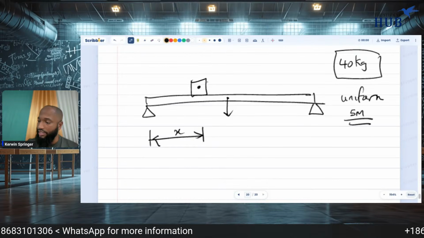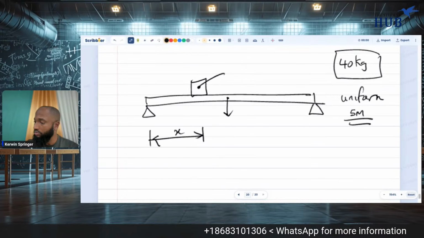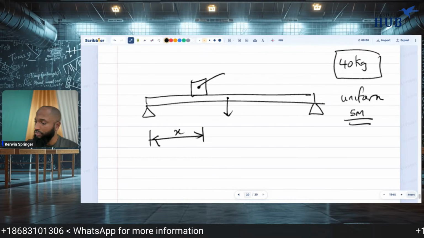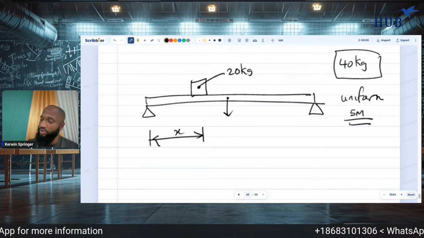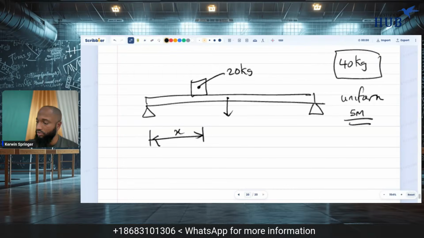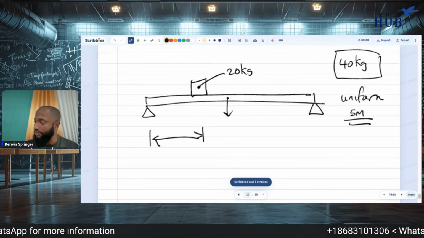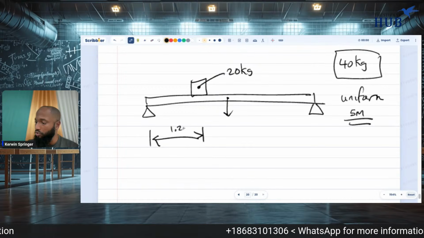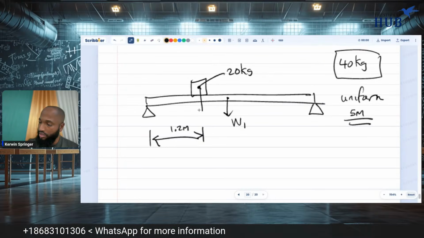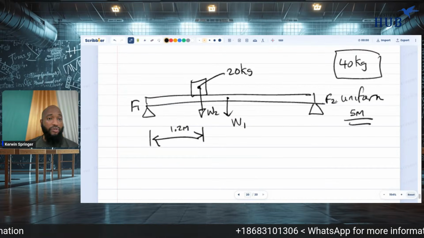And I am saying that this has a mass of, let's just make up anything, 20 kg. First things first, let's do it in reverse. Let's say that this is 1.2 meters. I need you all to find the value of W1, W2, F1, F2. Let's go fast, and then we have to go on to the rest of the paper.